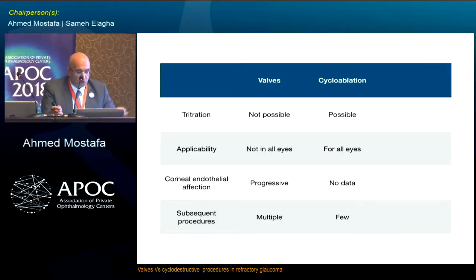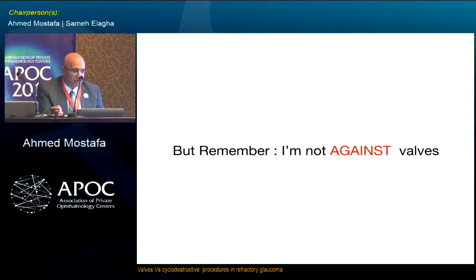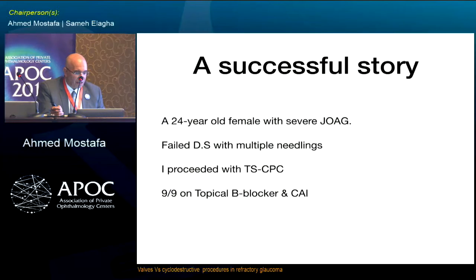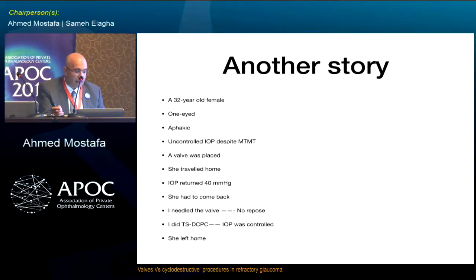And what about the corneal endothelium? It is progressive. And there is no data about the valves and subsequent procedures, multiple with the valve, but with the cycloablation, they are usually few. But remember, I am not against the valves. A very successful story: a patient was treated with multiple needling following deep sclerectomy, and she's a young patient. I did bilateral diode. Look, the IOP is 9.9 on combination therapy, but I'm happy.